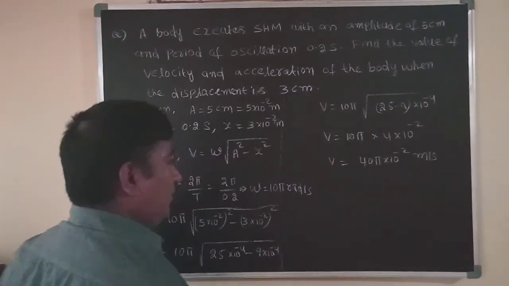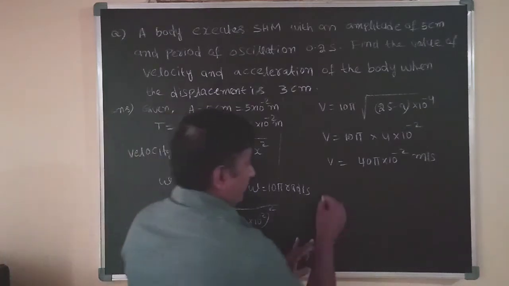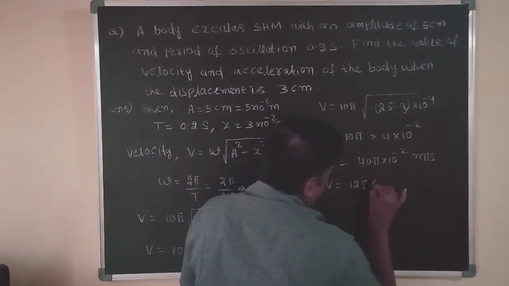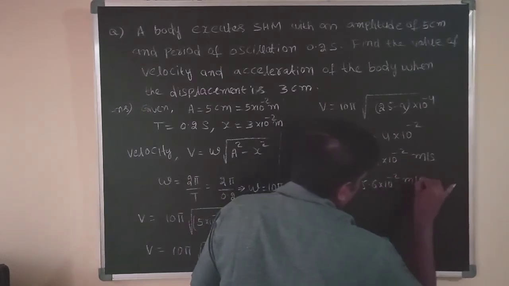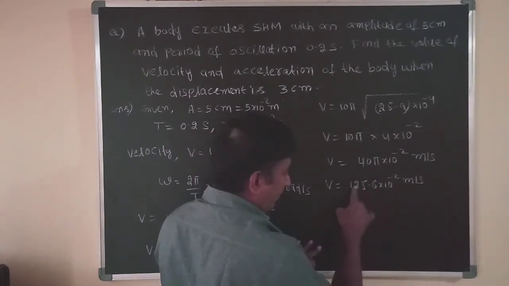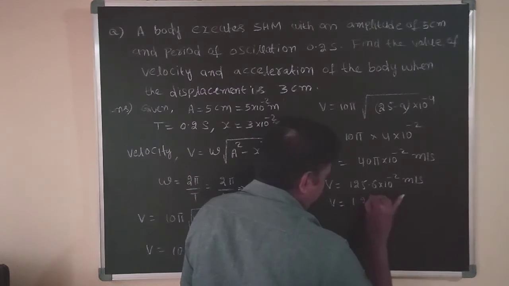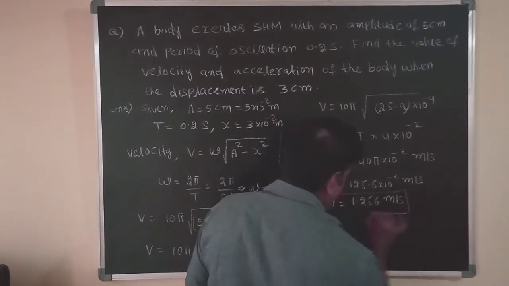If we substitute the value of π, we get 125.6. v is equal to 125.6 into 10 to the power of minus 2 meter per second. So 10 to the power of minus 2 means divided by 100. So we get 1.256 meter per second.